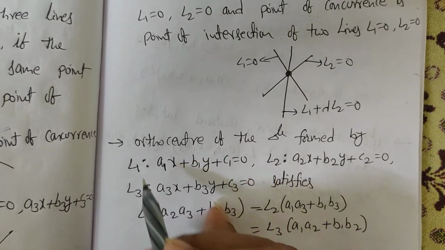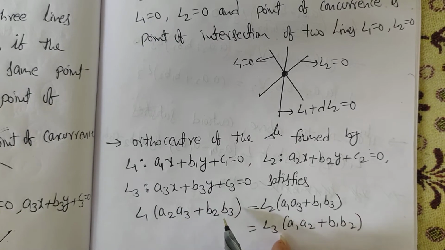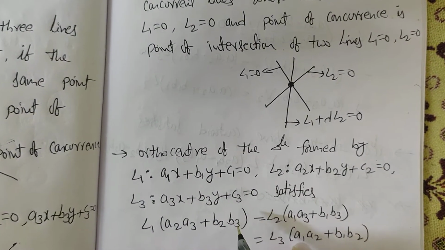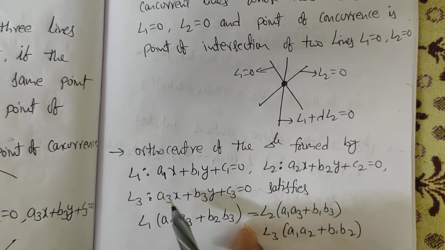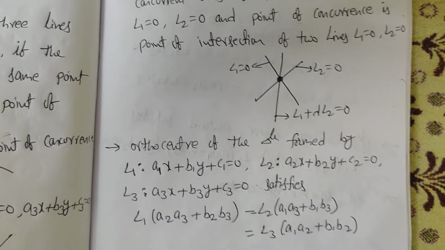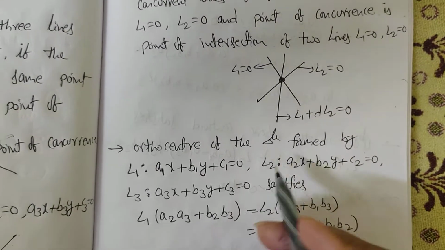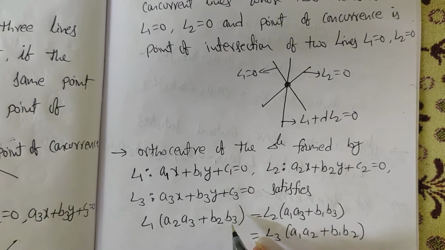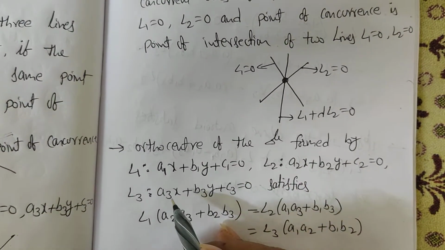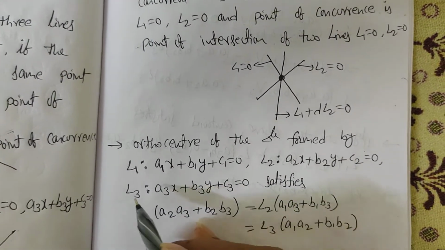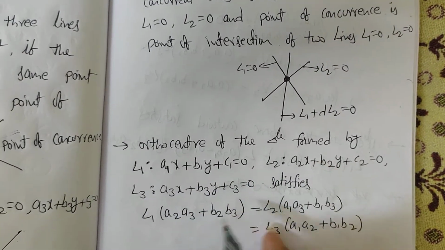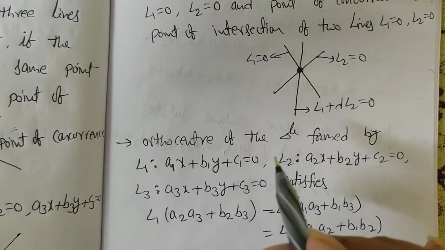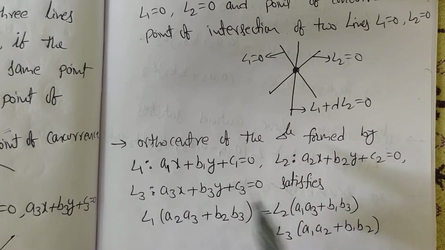That is nothing but L1 into (A2 A3 plus B2 B3). Here in L1 you never get A2 A3 or B2 B3. So L1 into A2 A3 plus B2 B3, where A2, A3 and B2, B3 are the coefficients of x and y in the second and third line equations. So L1 into (A2 A3 plus B2 B3) is equal to L2 into (A1 A3 plus B1 B3) is equal to L3 into (A1 A2 plus B1 B2). So this is the condition. The orthocenter of the triangle formed by the given three lines satisfies this condition.